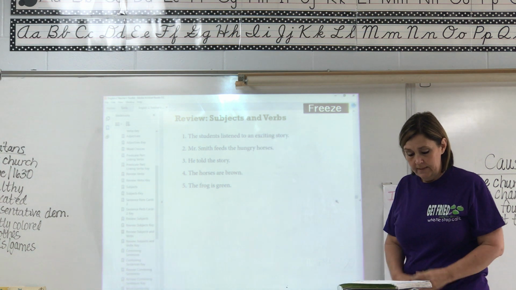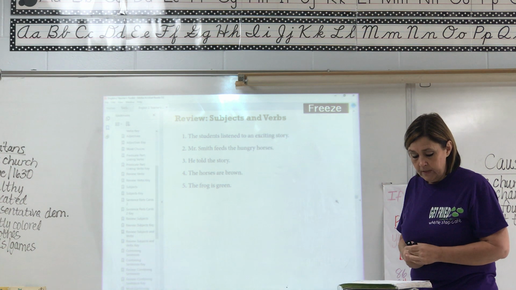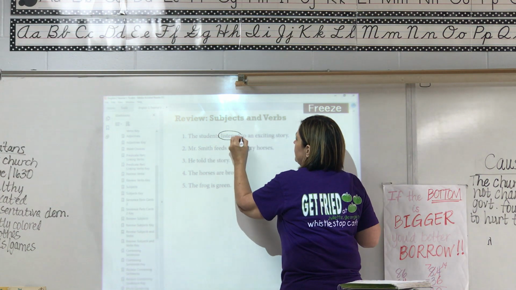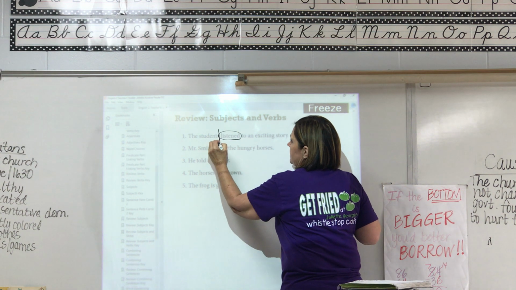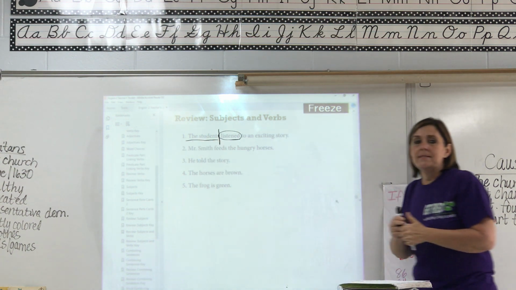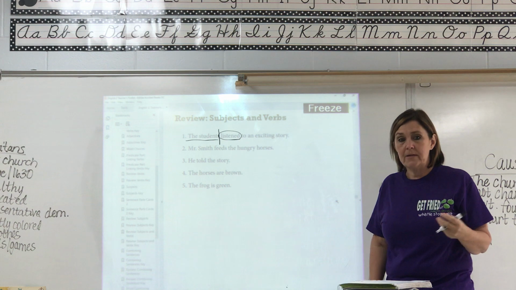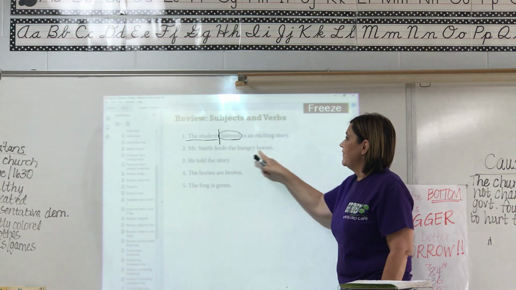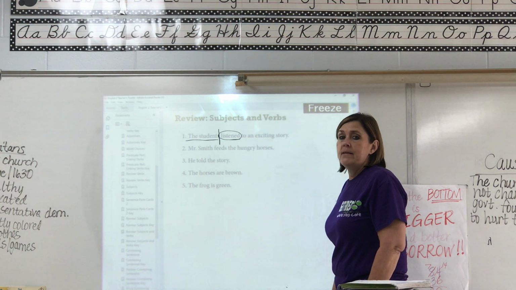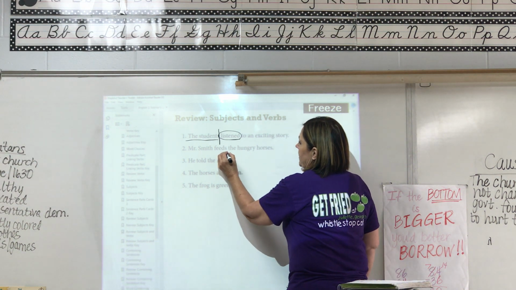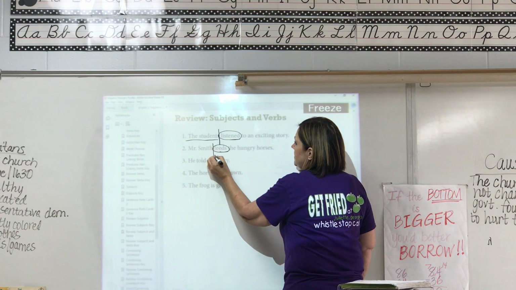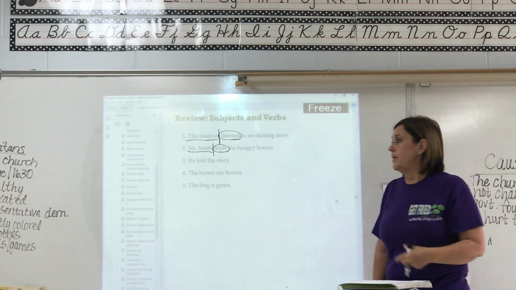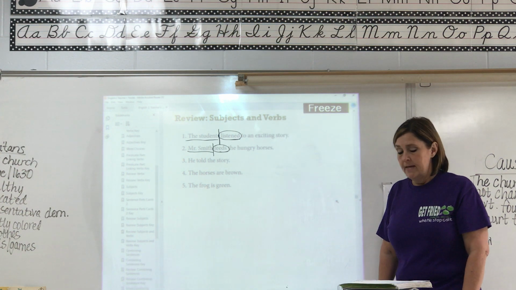The students listened to an exciting story. The verb in the predicate is listened. So the subject is the students. Listened is an action verb because it's something that I can do. Number two, Mr. Smith feeds the hungry horses. The action word or verb in the predicate is feeds, so the subject is Mr. Smith. Feeds is also an action verb because it's something I can do.